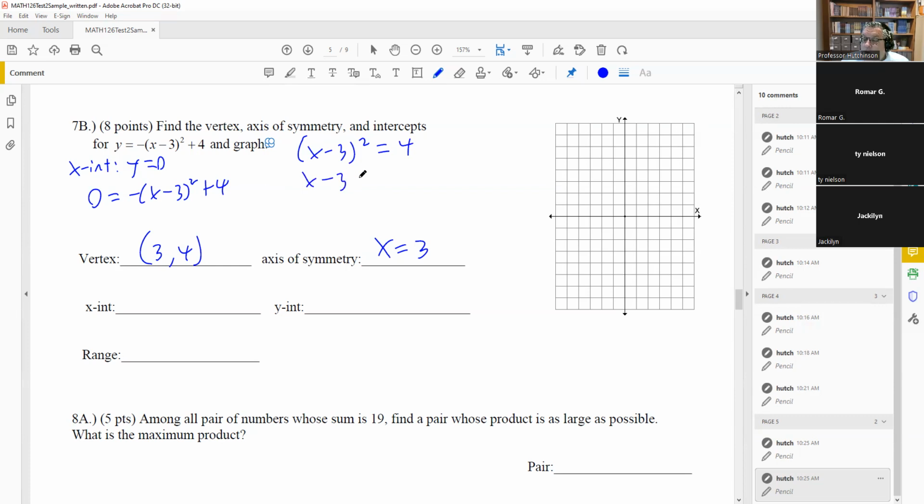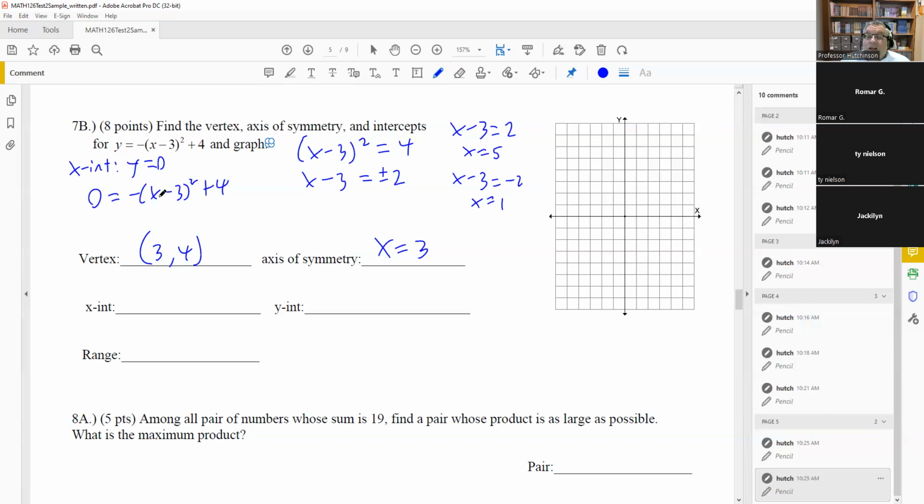Now when you do, you're going to get plus or minus 2 when you take the square root of both sides. Remember, there's always plus and minus for that. So we'll have x - 3 = 2 and x - 3 = -2. Then we get x = 5 and x = 1 for both of those.